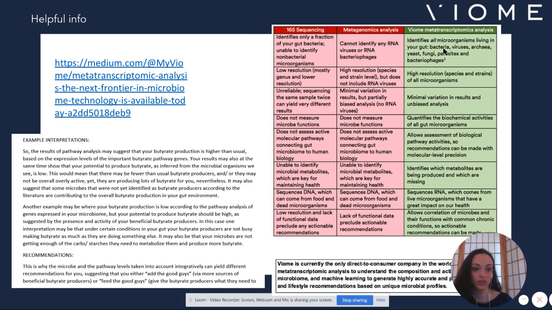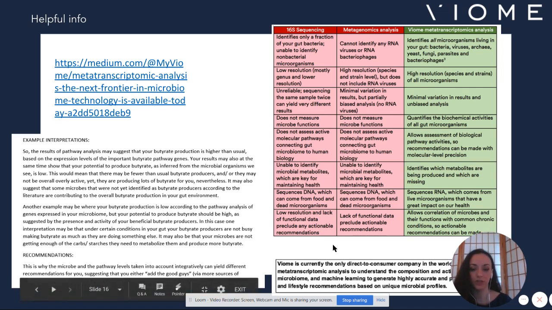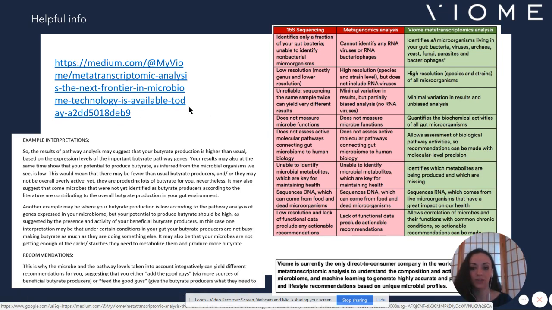So with the Viome metatranscriptomics analysis, one of the points that I think should be especially clear after this session is that we can make these assessments of biological pathway activities so that recommendations can be made with more molecular level precision. And we can correlate the activities of the microbes, the organisms that are there, with specific functions that we measure using this unique pathway analysis. Okay, and we're the only ones that do that. There's a hyperlink in my slide that leads you to that article.